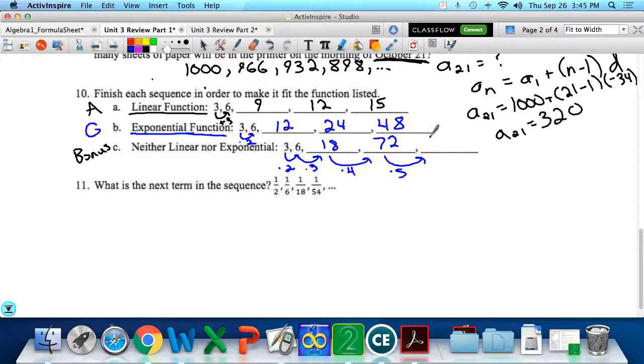And when we multiply by 5, we get 360. That would be number 10. Number 11 is just an open-ended what's the next term. We've been doing stuff like this all along, but it gives you this in fractions and it took away the multiple choice. It's a great practice problem.